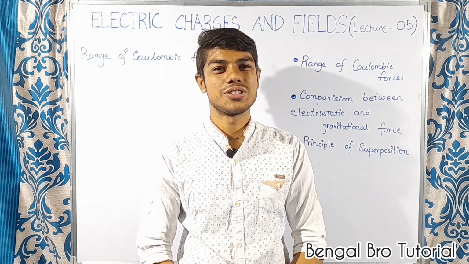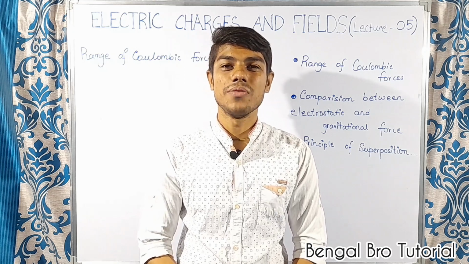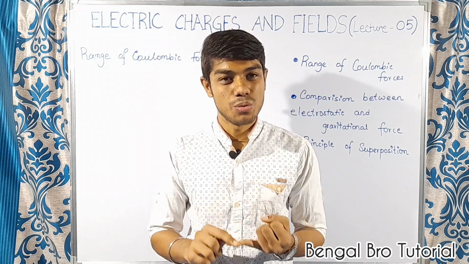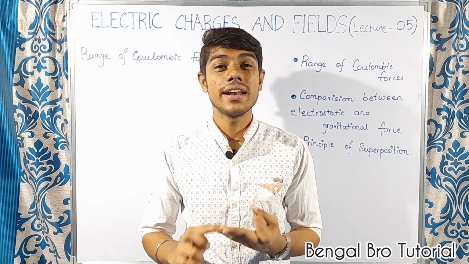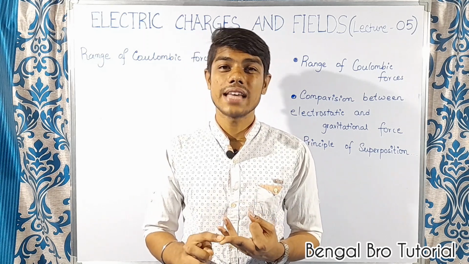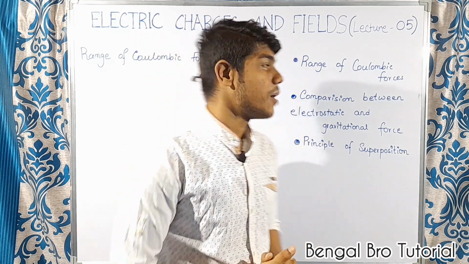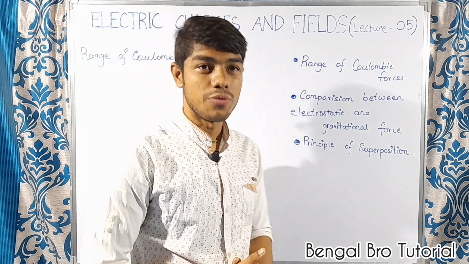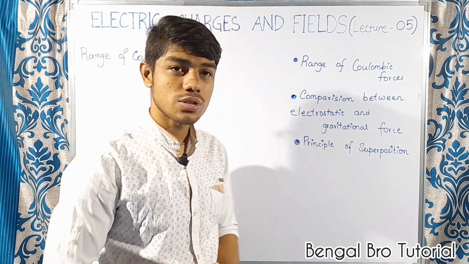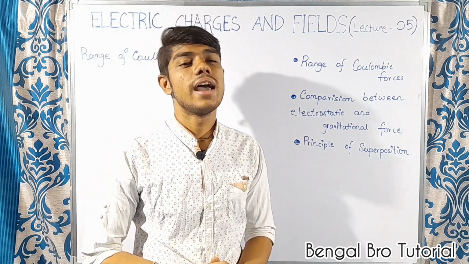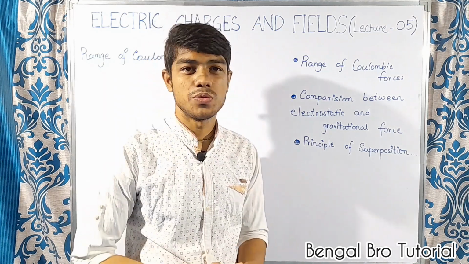Welcome to the fifth lecture of the chapter Electric Charges and Fields. Students, in the previous lecture we learned about Coulomb's law, deduced its expression in the vector form and then finally learned how to define the SI unit of charge. And in this lecture we are going to learn about the range of coulombic forces and then try to make a comparison between the electrostatic and gravitational force and finally conclude today's class with the principle of superposition.